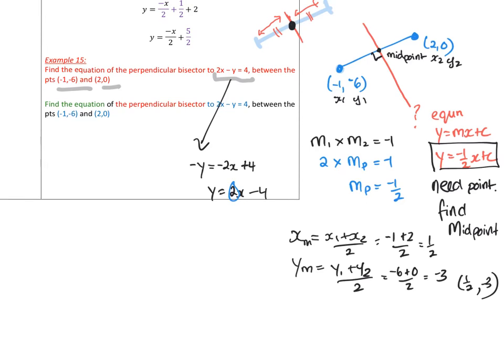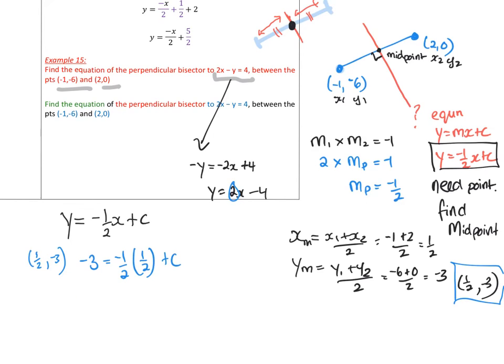So I'm going to write this out again and use my midpoint. So I'm going to use, was it negative a half? Just a half. Oh, it's negative a half, isn't it? No, positive. It is positive half, and negative 3 into there. So I've got negative 3 equals negative a half times a half plus c. So that equals what? Negative quarter. And what's negative 3 plus a quarter? You need to leave it in fractions.